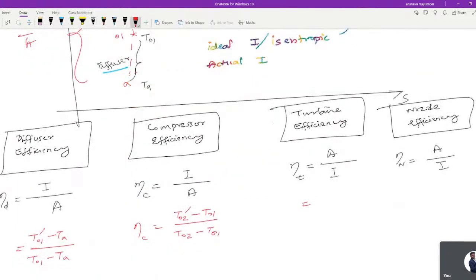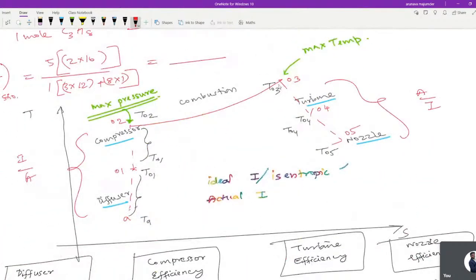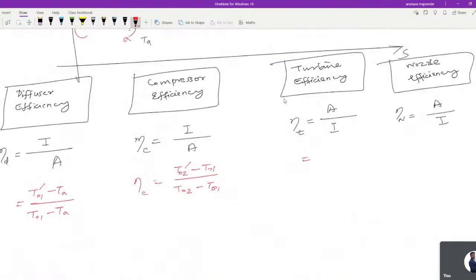So this is the highest one, as point 3 is the highest one. So we'll write it first. T naught 3 minus T naught 4 by T naught 3 minus T naught 4. So which one is ideal? In the denominator term we have the ideal. Here we will put prime.